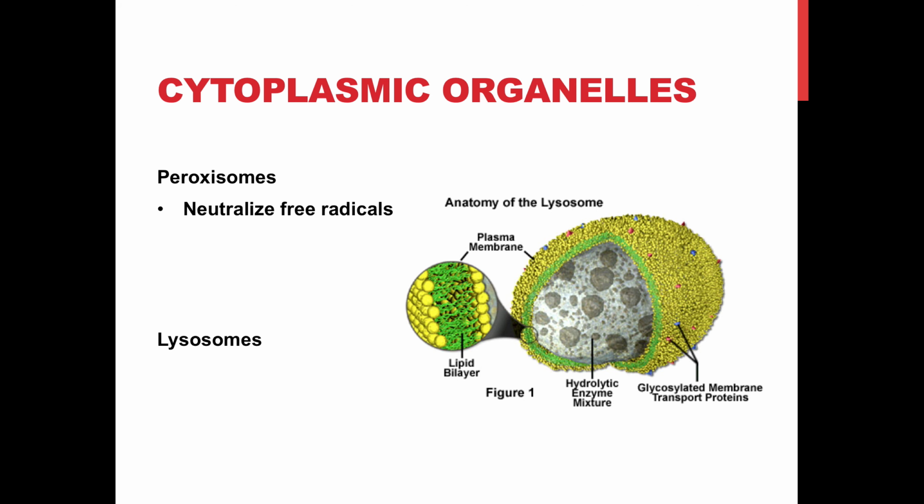So in a few weeks, we'll talk about something called osteoclasts, which are cells that break down bone. There's a lot of lysosomes in these cells. Again, just another example of how anatomy structure equals function.